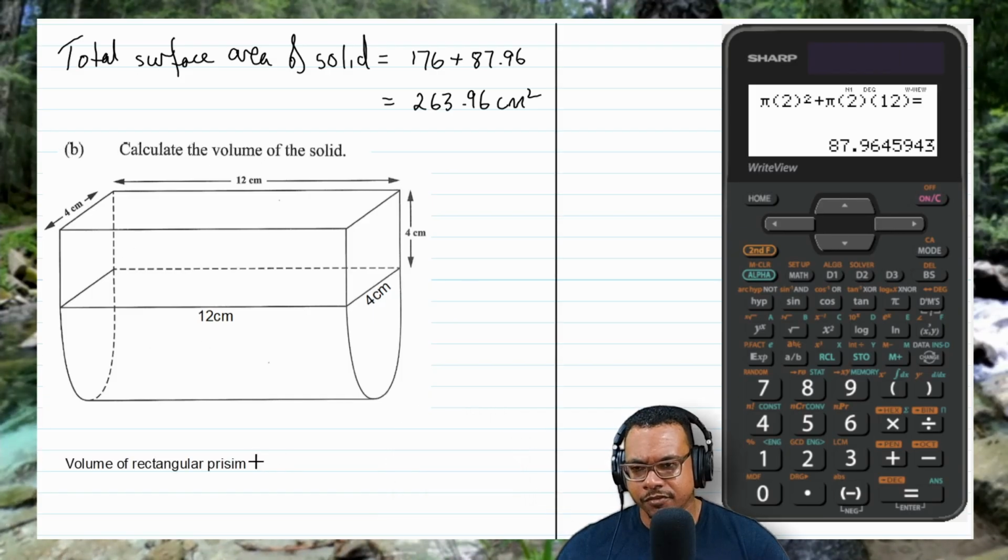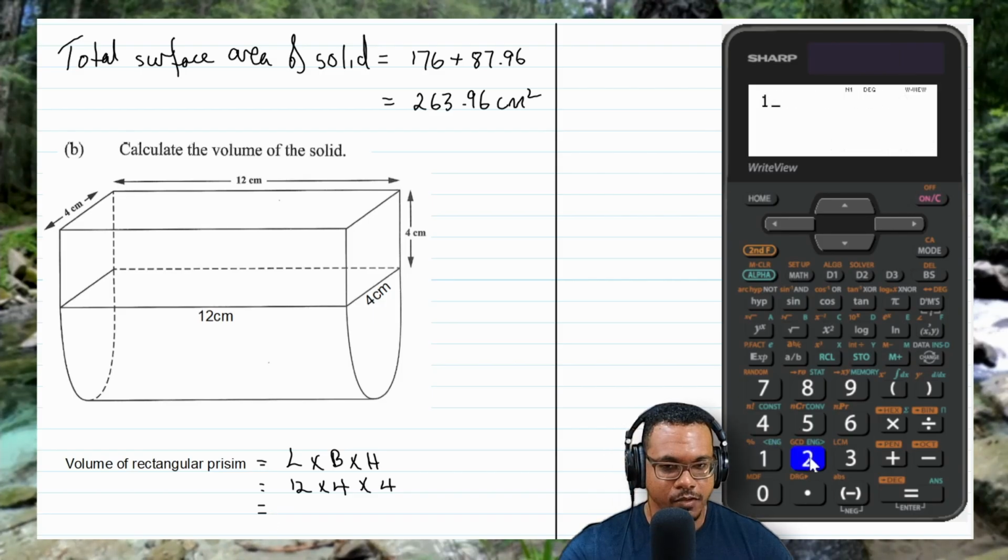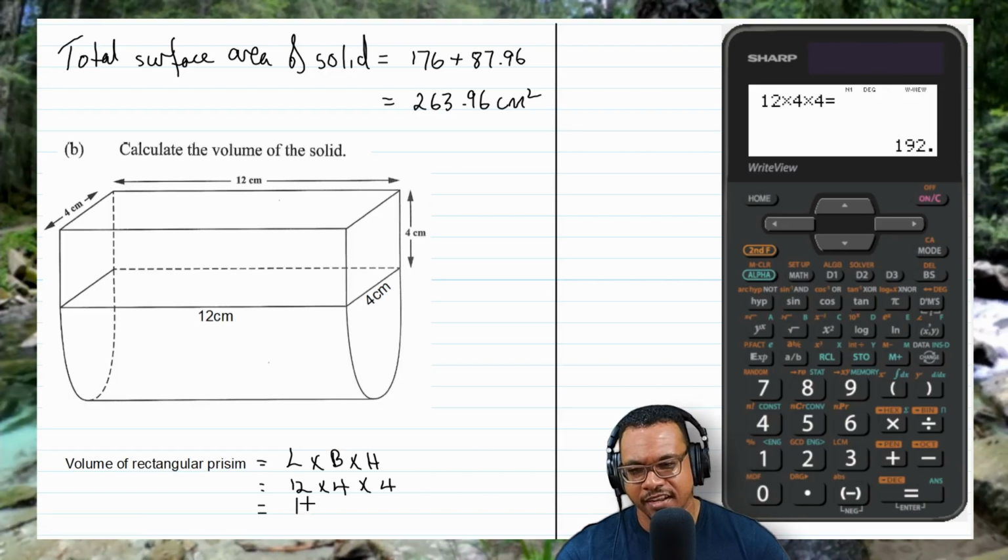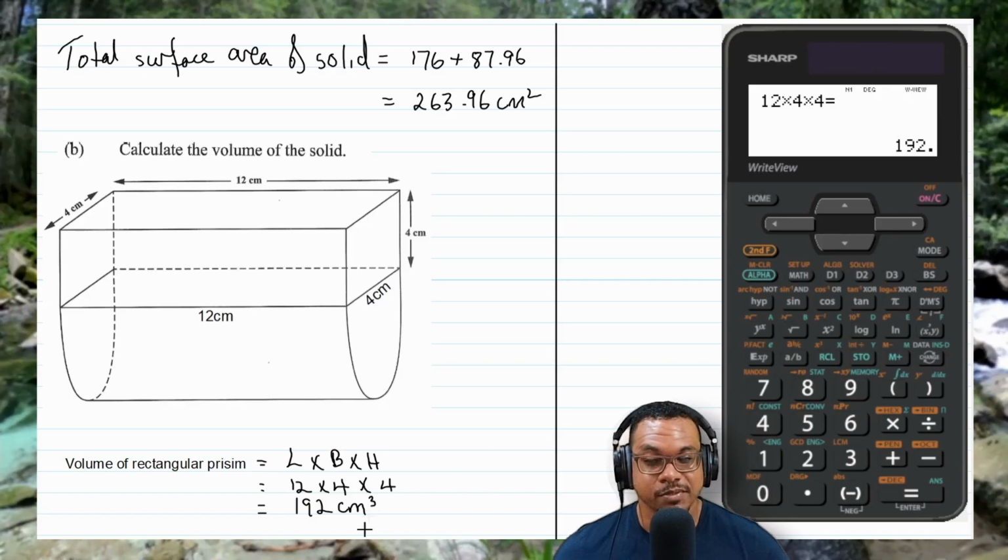All right, so I have the volume of the rectangular prism is equal to length by breadth by height. So the length is 12, the breadth, or width, is 4, and the height is also 4. So that will give you 12 by 4 by 4, which is 192. So that's 192 centimeters cubed, because this is volume now. So centimeters squared is for area, centimeters cubed, that's volume.